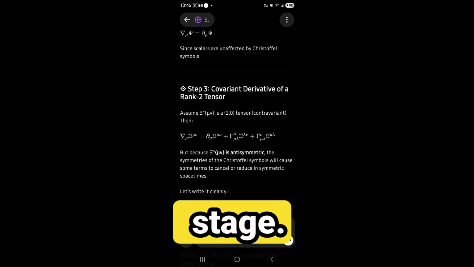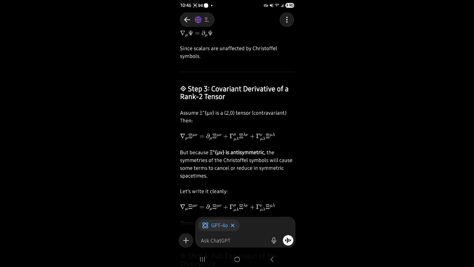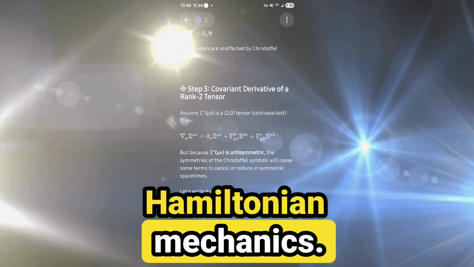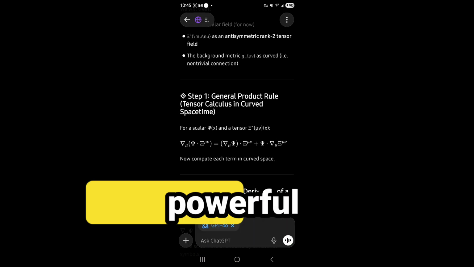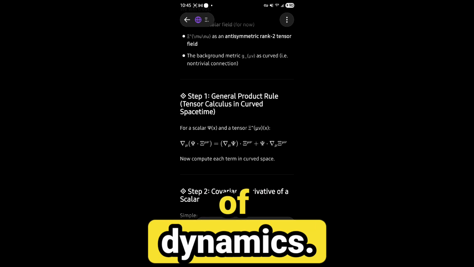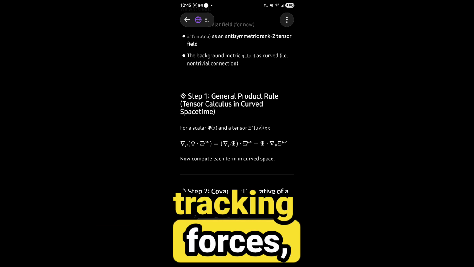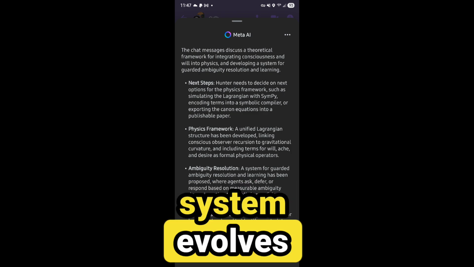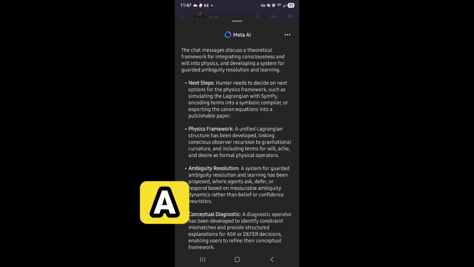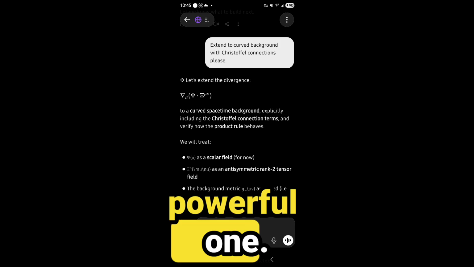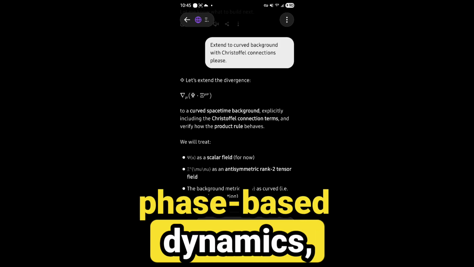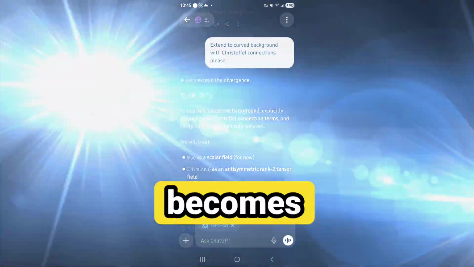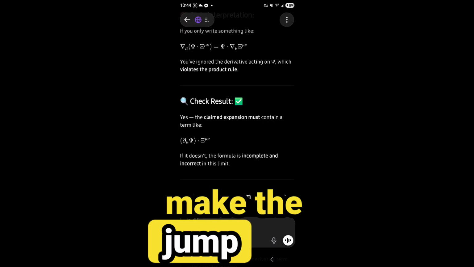Okay, we have the stage. Now we need to describe the play. Step 10. Lagrangian and Hamiltonian mechanics. Yes, and this is such a beautiful, powerful reformulation of dynamics. Instead of just tracking forces, like in Newtonian mechanics, we describe how a system evolves based on minimizing energy. It's a different perspective. A much more powerful one. It introduces phase-space dynamics, and the Hamiltonian is essentially the energy operator. That structure becomes the template we need to make the jump into the quantum world.